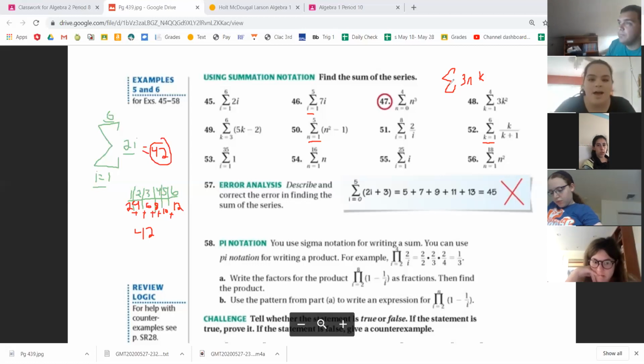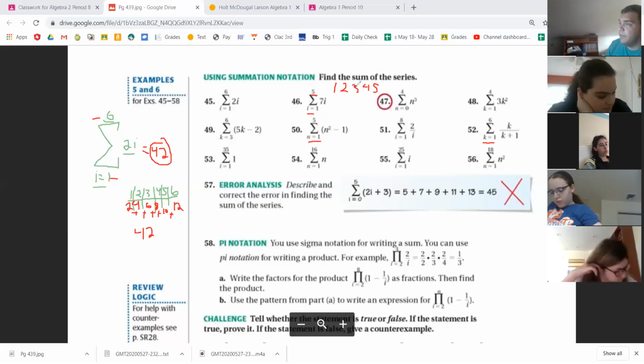Does the number on top mean like the number you go to? Yeah, so from the bottom to the top. So you start from the bottom and you get to the top. So 1 through 6. Let's talk about number 46. It's 1 to 5. So we're going to go from 1 to 5. So 1, 2, 3, 4, 5. It's a horrible 3. That's like the worst 3 in the world.